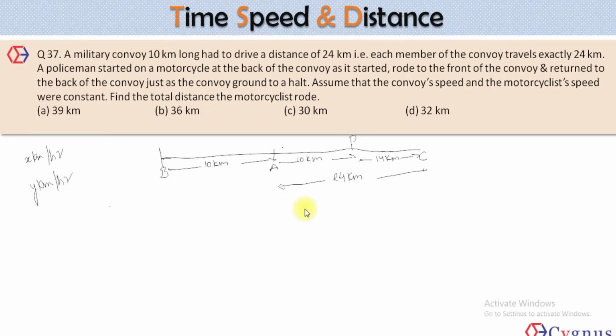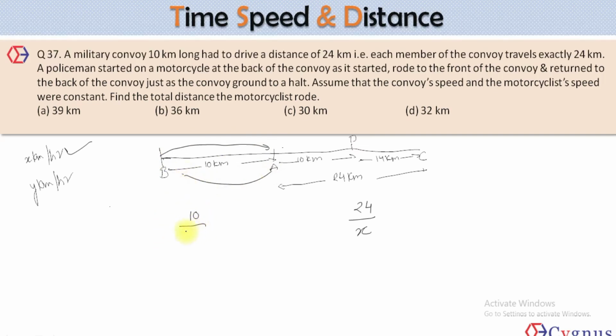What's the total time taken by convoy to cover these 24 kilometers? The speed of convoy is x kilometers per hour, then the total time taken will become 24 by x. At the same time, the policeman will start on a motorcycle from the end of the convoy. He'll go till the start of the convoy. Then again he'll come back. That means he'll cover 10 kilometers.